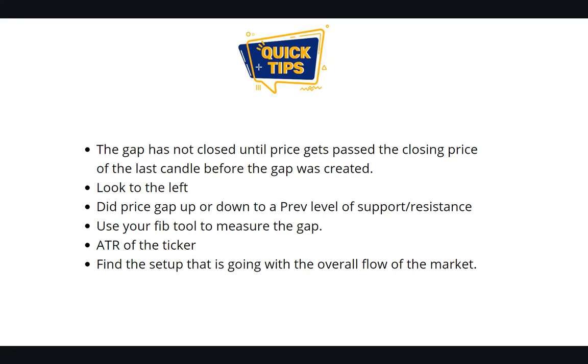Also, use your fibs to measure the gap. You want that 50% and the 61.8 level of that gap. You want to use those levels as support and resistance, and also as some take profit areas if you want to. Totally up to you. But make sure you're placing that fib on there and finding that 50% and that 61.8 area.